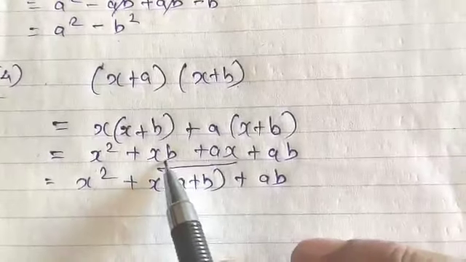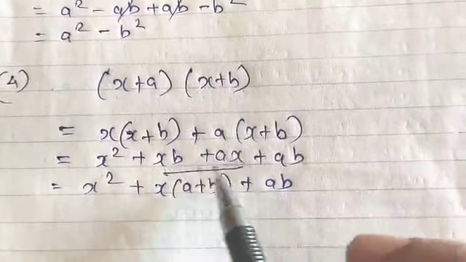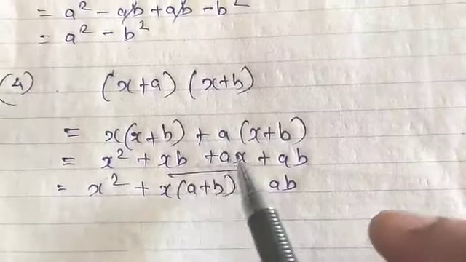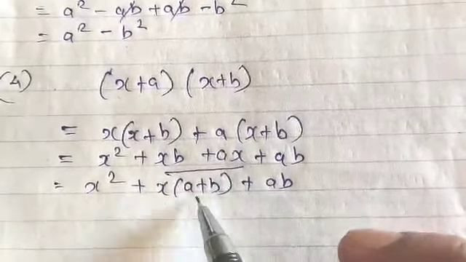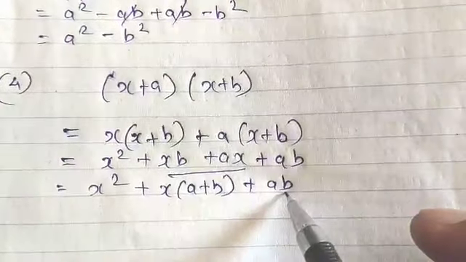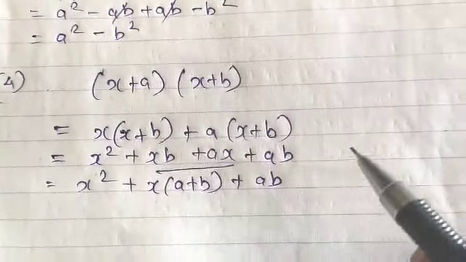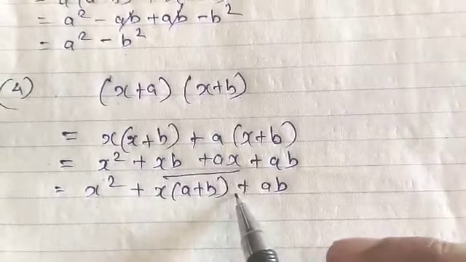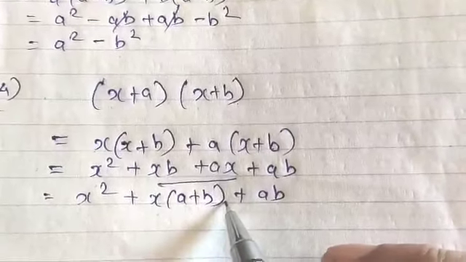Then dear student, here x is common, so you can take x common out, and b plus a or a plus b in bracket you can write. You can write b plus a also or a plus b also, and ab as it is. So this is how you got this value.